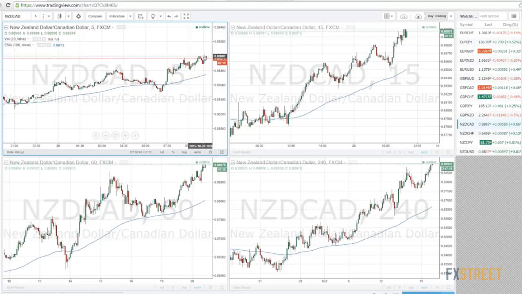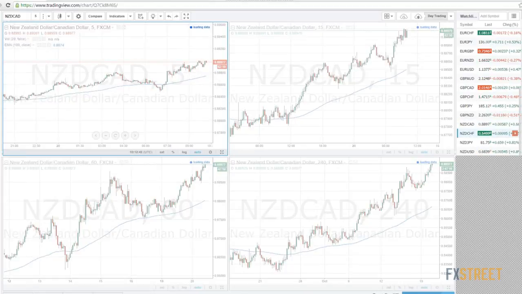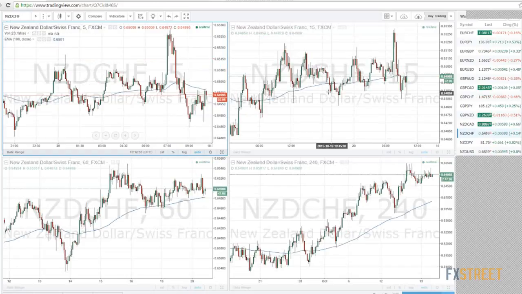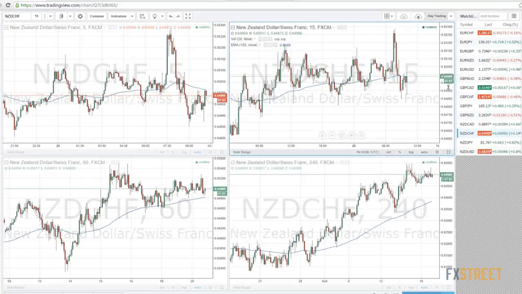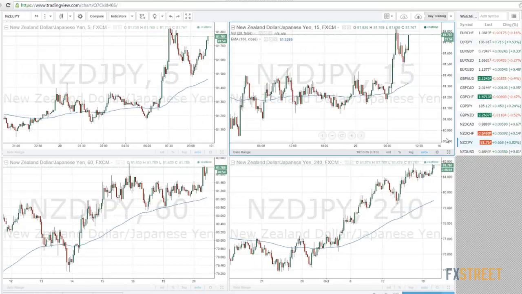New Zealand dollar versus the Canadian dollar. So this one should really be climbing because the Canadian dollar is particularly weak. New Zealand dollar is strong. New Zealand franc would be a range-boundish one. Yep. You see, because we know that the franc is particularly strong at the moment, as is the New Zealand dollar. So it makes sense that all of them would be. New Zealand yen. Turkey and New Zealand dollar.